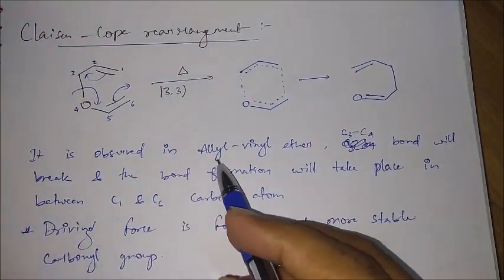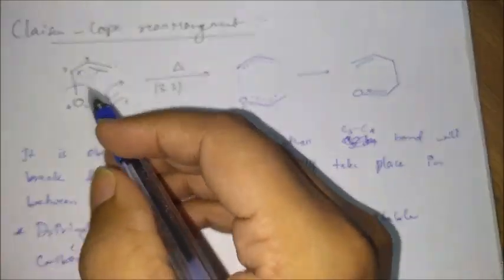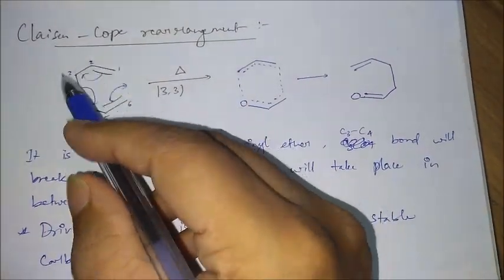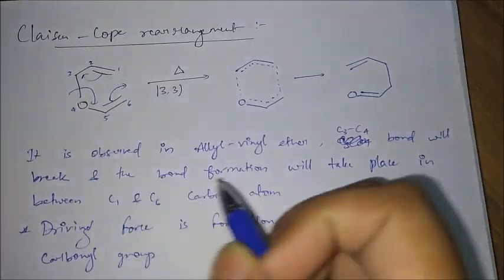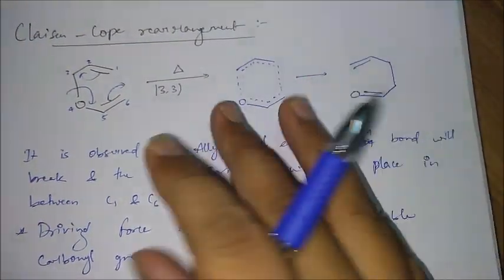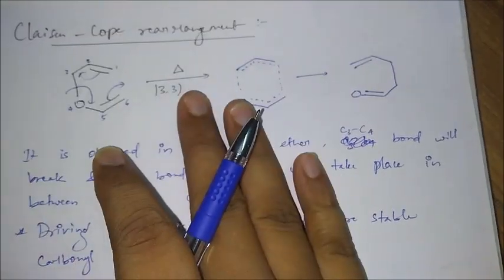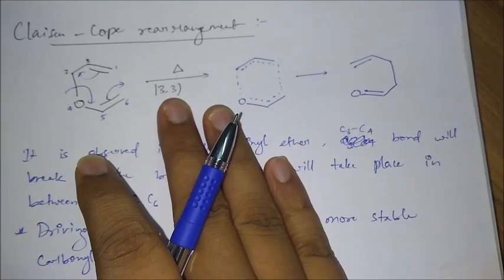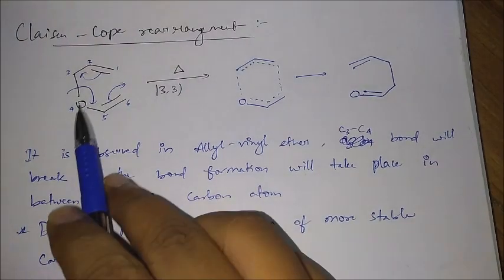So it is observed in allyl vinyl ether. This is your allyl ether and this is your vinyl ether. So allyl vinyl ether will give you Claisen rearrangement. Now what will happen is that all things will be the same, similar to your Cope rearrangement, just the difference will be the involvement of this ether group.